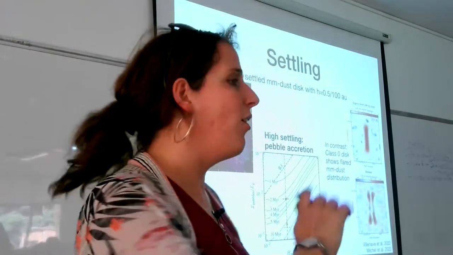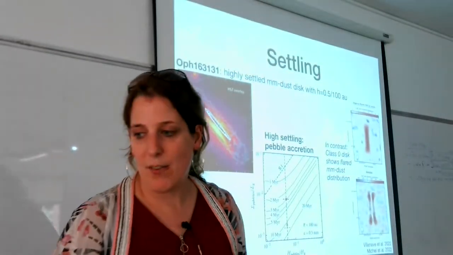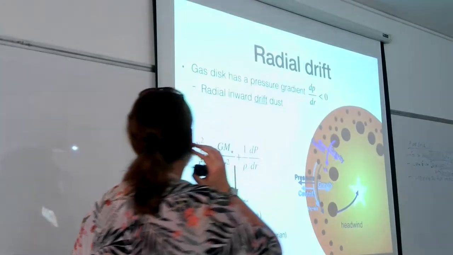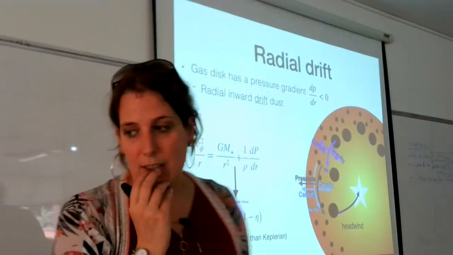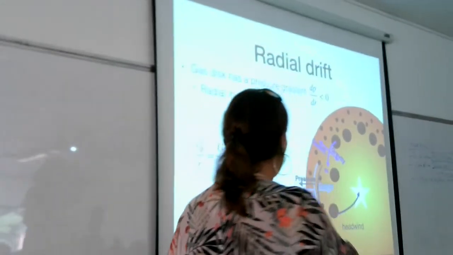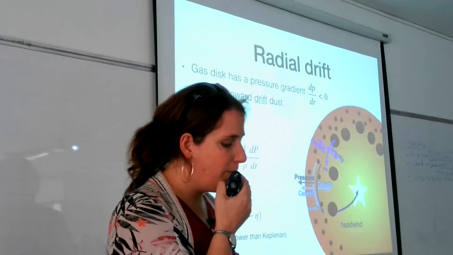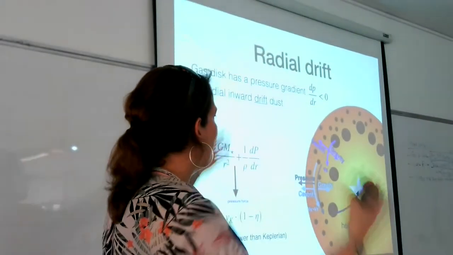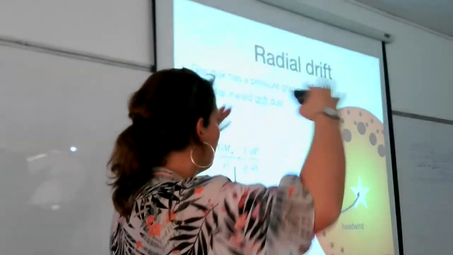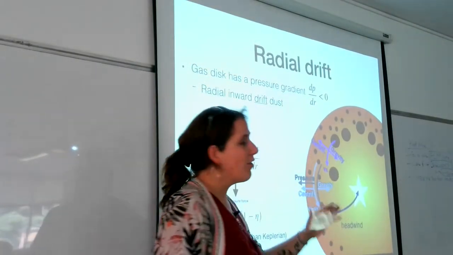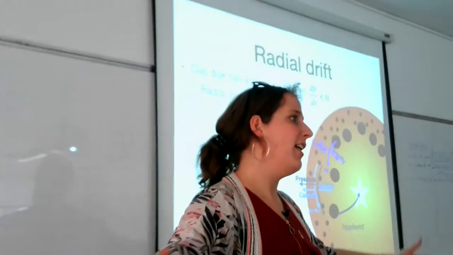Okay, so this was all about the vertical transport. Now we're going to the probably more important, more observable part, that's called the radial drift. Radial drift is the movement of dust particles inwards towards the star, and I'm going to explain how that happens. If you have a typical protoplanetary disk of gas and dust, it's smooth, there's no structure whatsoever, and the gas surface density and the temperature drop radially outwards.